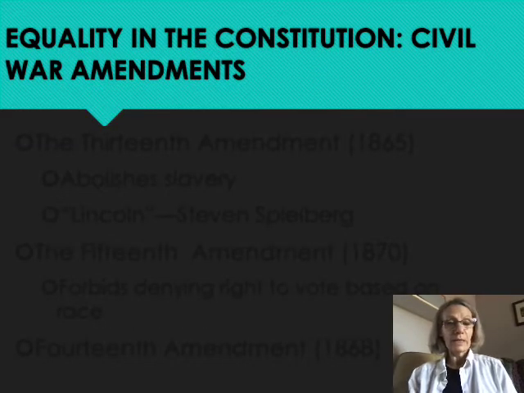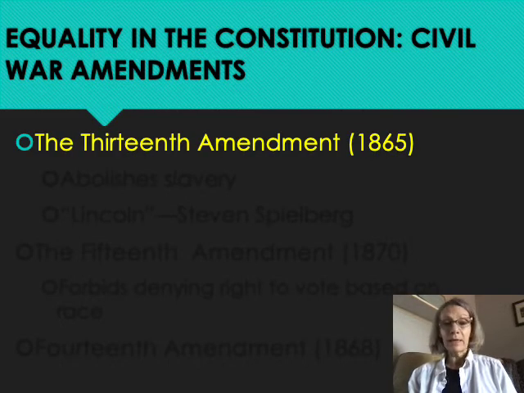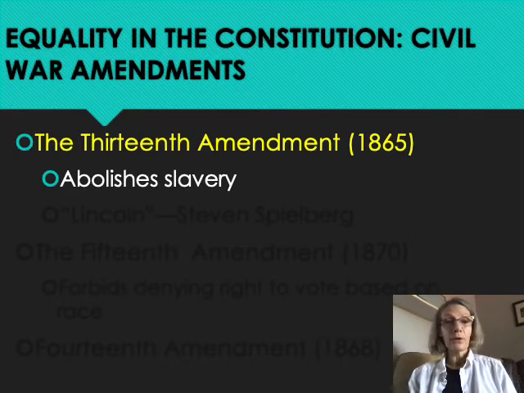So following the Civil War, 3 amendments were added to the United States Constitution, and that's why they are sometimes referred to as the Civil War Amendments. Let's take a look at all 3 of these, and then we'll spend special time on the 14th Amendment because it's in the 14th Amendment where we find the Equal Protection Clause. So the 13th Amendment was added to the Constitution in 1865, right towards the end of the Civil War. And the 13th Amendment abolishes slavery in the United States.